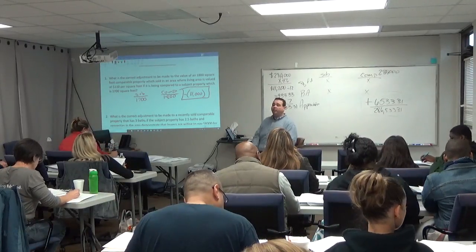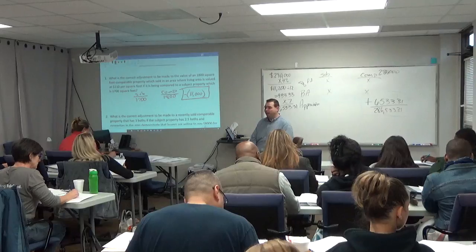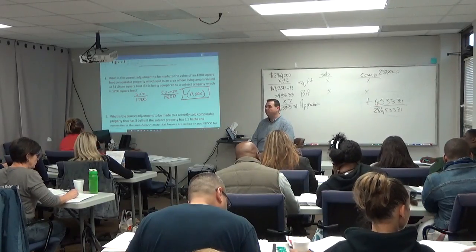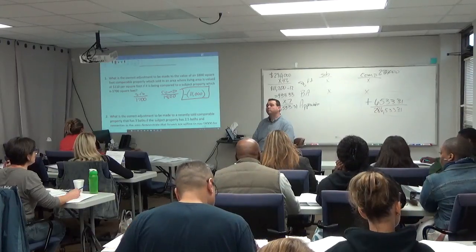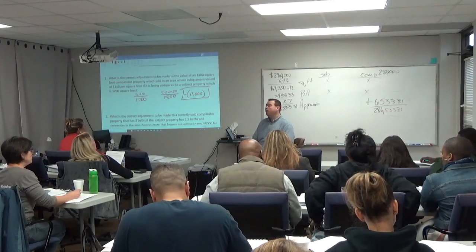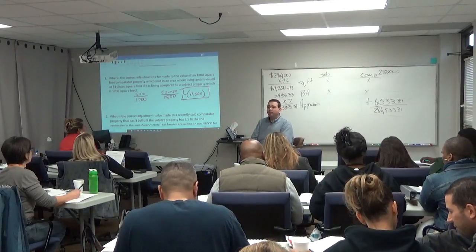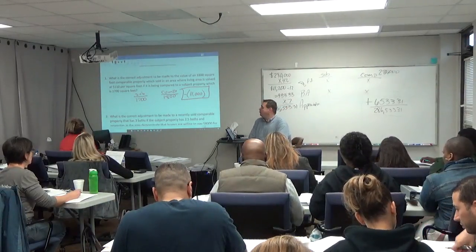They didn't ask me for an indicated value because they didn't give me a sales price. They just wanted to know what the adjustment was going to be. But could we be expected to provide that value? You can't. You can't possibly get that value from what they've given you, not just based on the square footage.